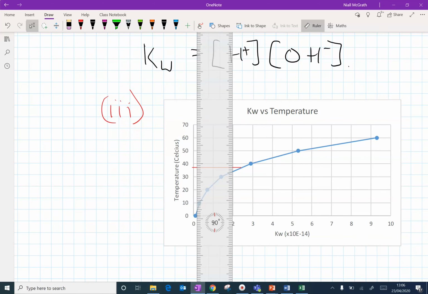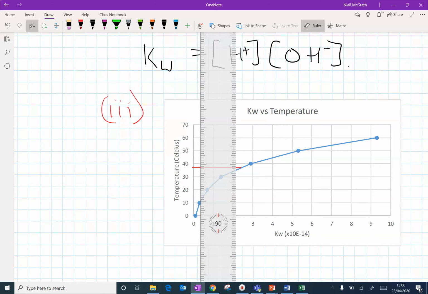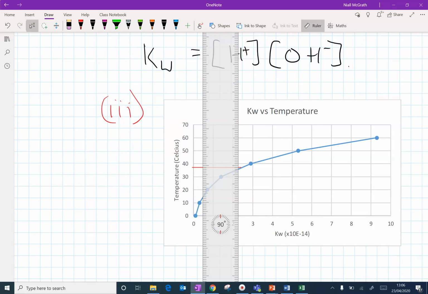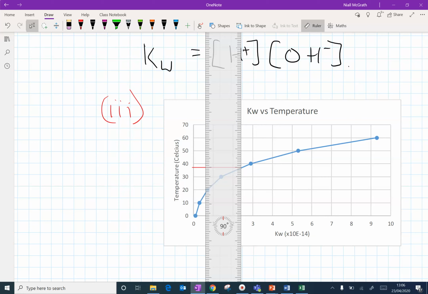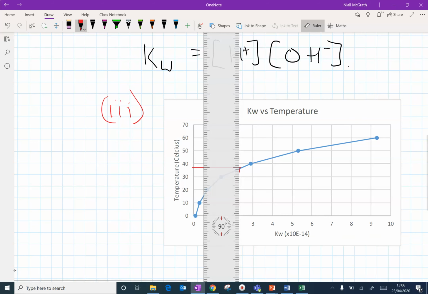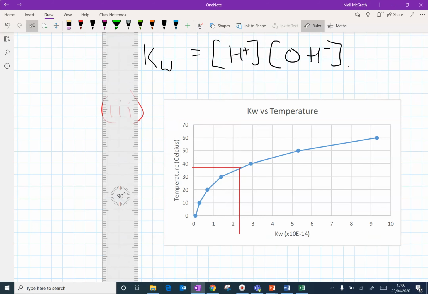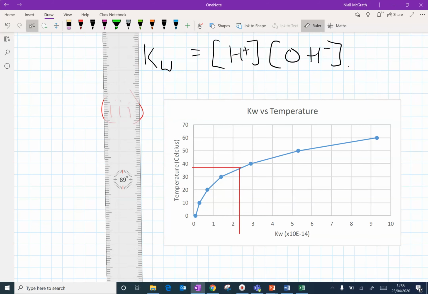Just trying to get this straight. Now, where that meets your graph, we're just going to draw a straight line down, as close as I can. Okay, and that comes out to be about 2.3.